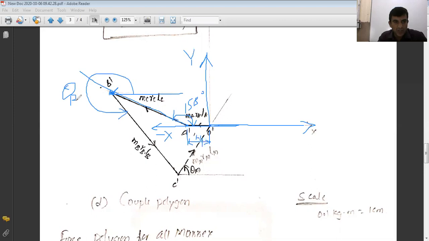Theta B is how much? 311 degree. Is it right? Along the 311 degree line, how much are you going to measure here? 6 centimeter, then you will get point C dash. Right? Yes, sir. Now you can see in the couple polygon, couple column, all the data is over except 2.4 MM, RM. Those are unknown, right?